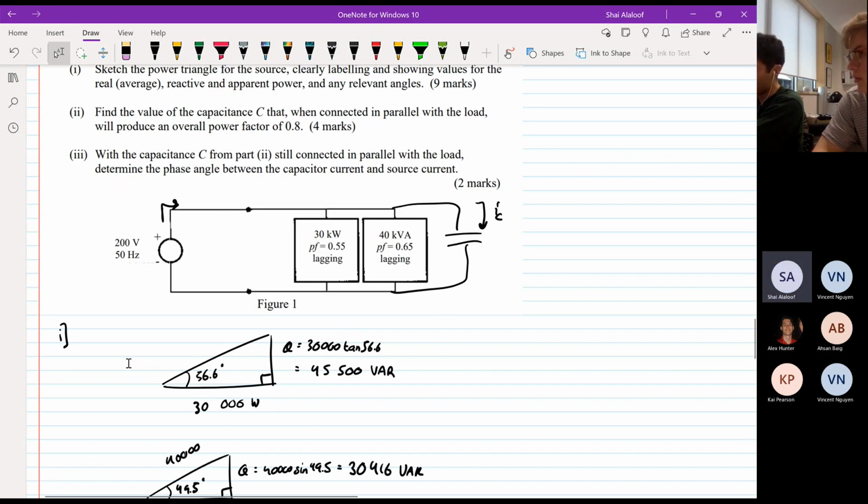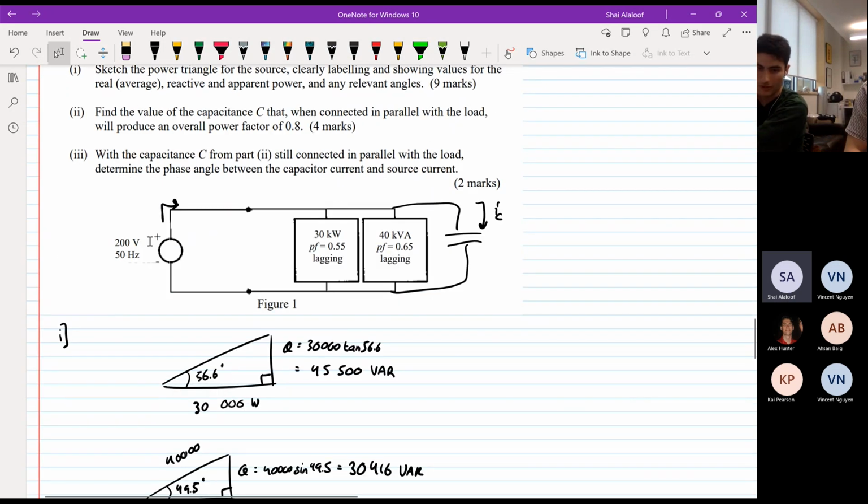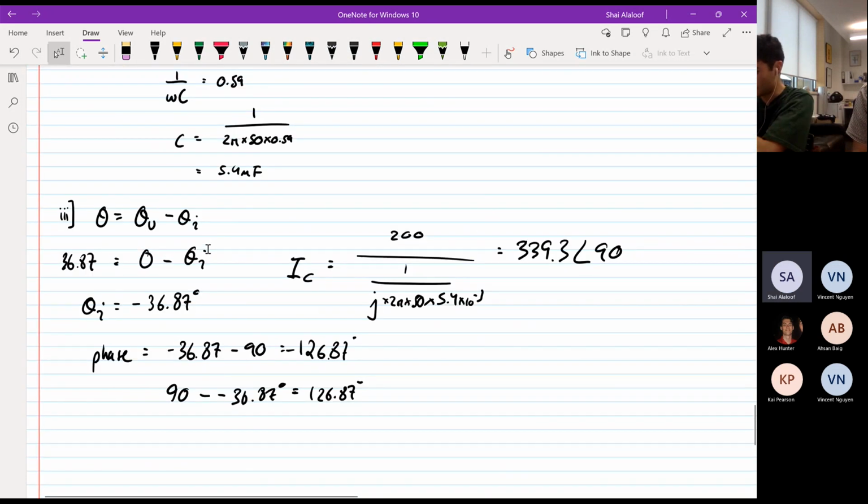I got the source current from the power triangle, right? The power triangle gets you theta, which is theta V minus theta I. Since it didn't specify phase for the voltage source, theta V would be 0. So theta I is minus 36.87. That's the phase of the source current, right? And then the capacitor phase, I thought, would be 90 out of phase with that.